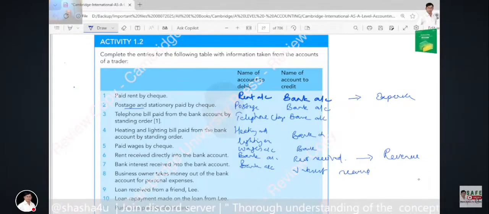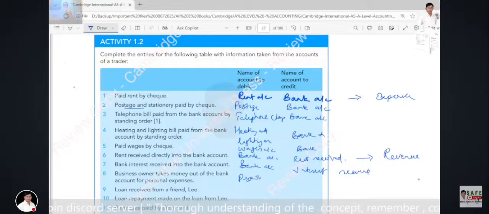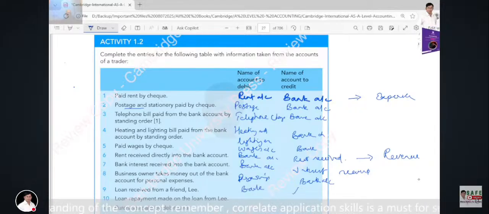Business owner takes money out of the bank account for personal expenses. So what is happening? Drawings is happening here. Money is going out from bank, right? Out of bank account. Loan received from a friend B. So what is happening? You are receiving a loan from a friend. All the transactions are assumed to be through bank. So you write money is being received in bank account. But who is giving it? It is Lee who is giving.